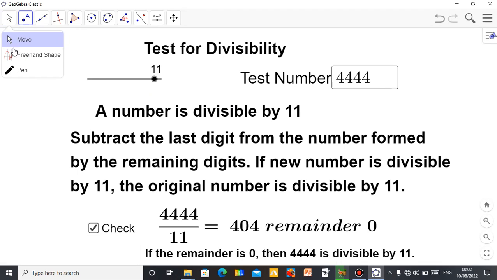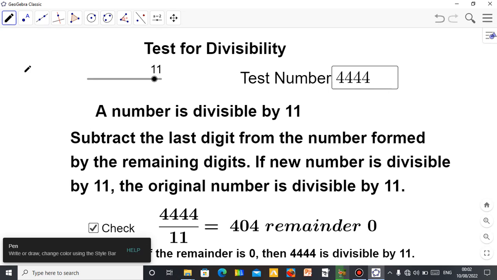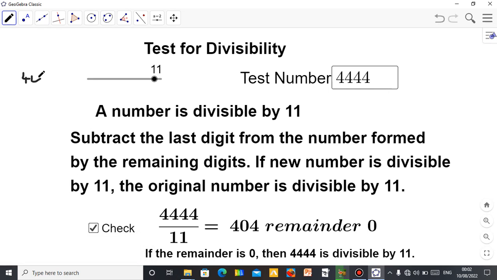And let me use the pen and demonstrate this. If I take 4 out of 444, since 4 is the last digit, that's what we mean by subtracting the last digit from the number formed by the remaining digits. So this will give us 440. So 440 is divisible by 11, and that's why you have remainder 0. Therefore 444 is divisible by 11.